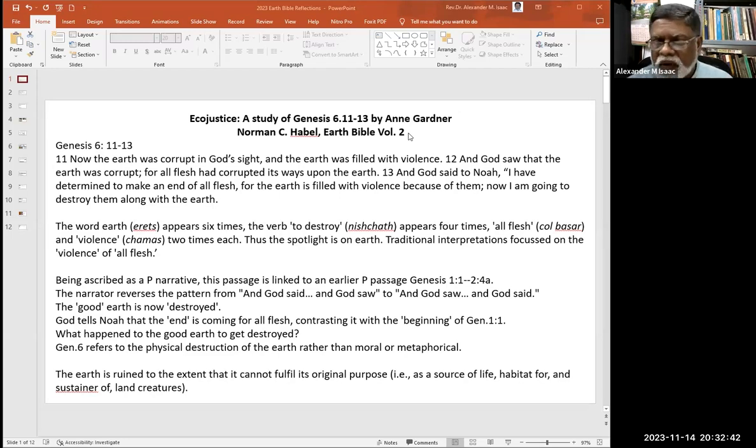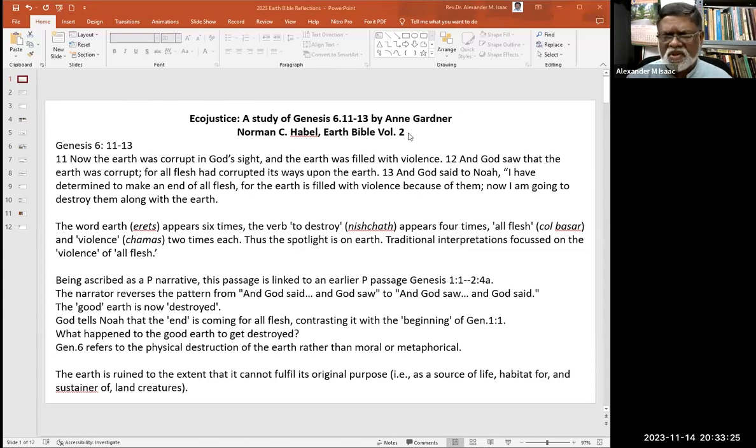Having said so, let us see how here in this passage we see that God saw that the earth was corrupt in God's sight, and God saw that the earth was corrupt. And God said to Noah, I have determined to make an end of all flesh, for the earth is filled with violence because of them. Now I am going to destroy them along with the earth.